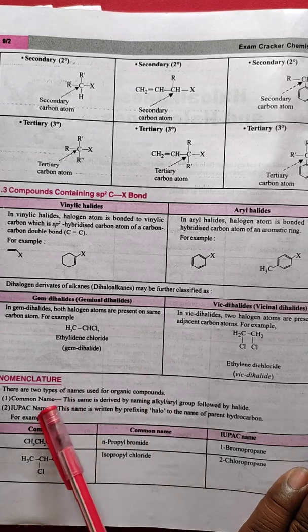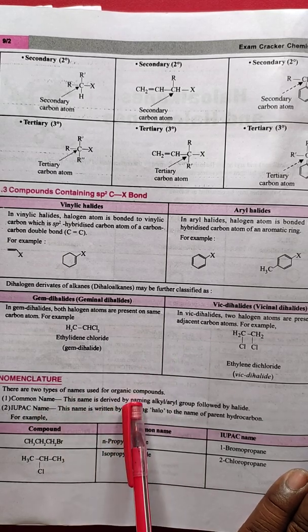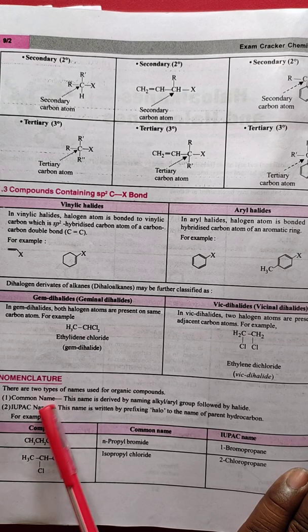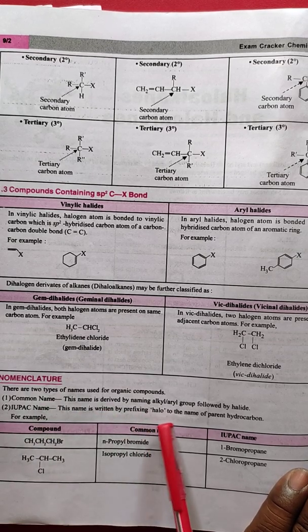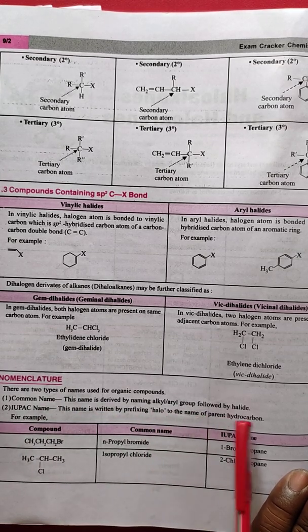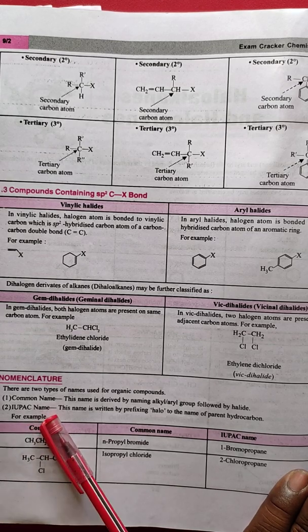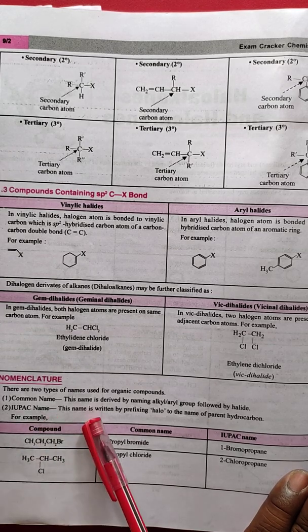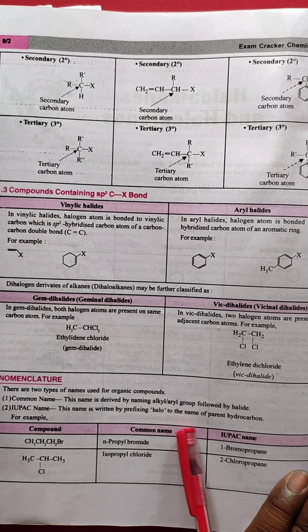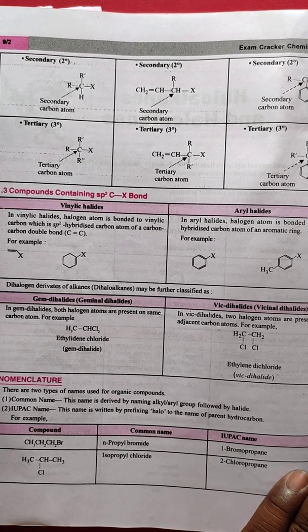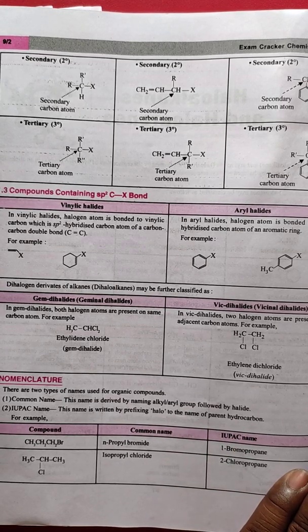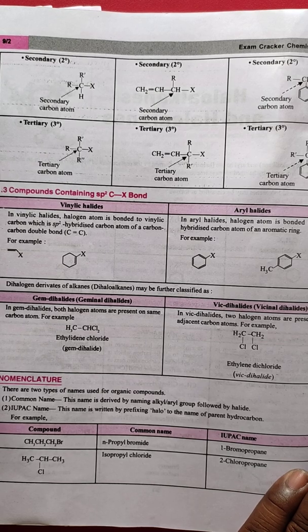Now, nomenclature. There are two types of names used for organic compounds. What are those? Common name, which is derived by naming the alkyl or aryl group followed by a halide. And then we have the IUPAC name. In the IUPAC name, the name is written by prefixing halo to the name of the parent hydrocarbon. We use the word halo before that of the parent hydrocarbon.